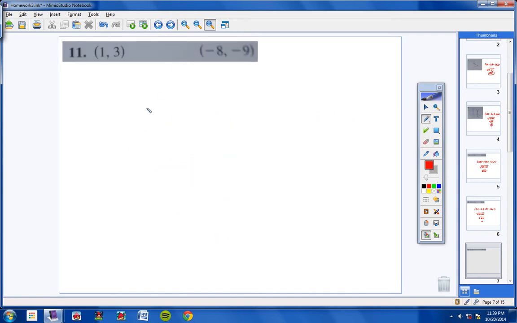Number 11. Here's your terminal point. Here's your initial point. So component form would be negative 8 minus 1 is negative 9, comma, negative 9 minus 3 is negative 12. So negative 9, negative 12 is component form.